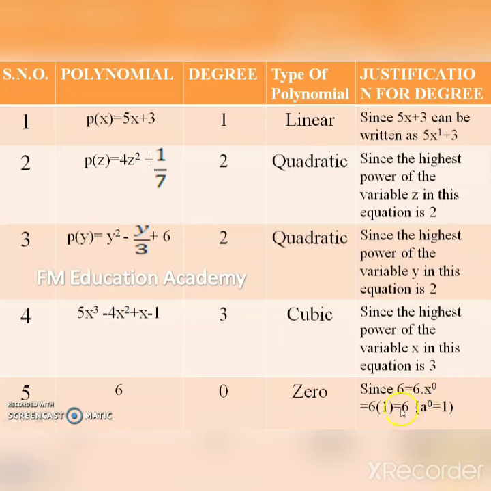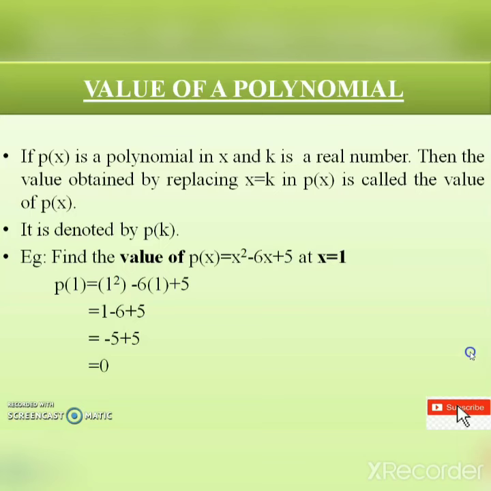So instead of x power 0 I can write 1. So 6 into 1 is 6. That is why we can write 6 as 6 into x power 0. What is the degree here? The degree is 0. That is why its degree is 0, and any polynomial whose degree is 0 is called a 0 polynomial.